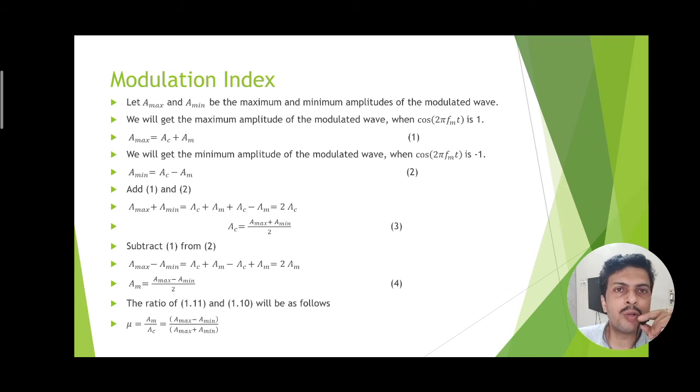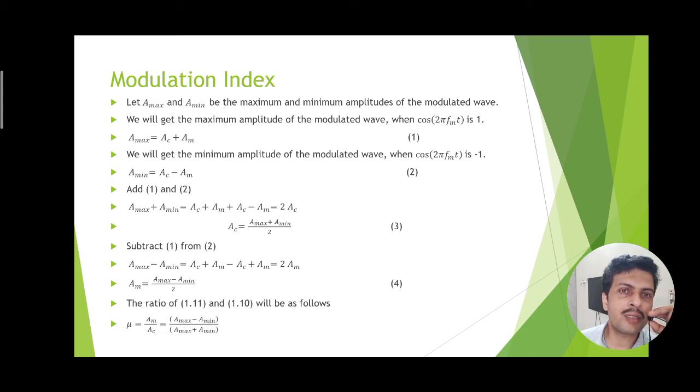If we further continue the modulation index, we are getting A max, that means the maximum magnitude in the modulated signal is AC plus AM, and the minimum magnitude of the modulated signal is AC minus AM. So if we use these two maximum and minimum magnitudes from CRO, we can calculate the depth of modulation. That means if we take the difference and the addition of these two maximum and minimum values, we are getting two things, twice AM and twice AC.